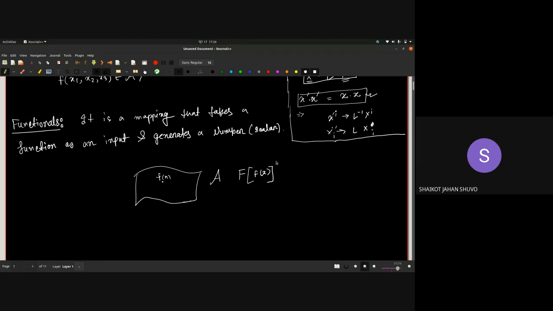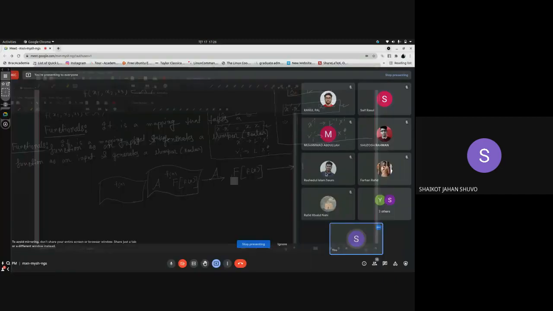In ordinary calculus, you take a function and in the argument you have your x, y, z, whatever, right? And in terms of functionals, the arguments are functions themselves. It takes some input from the function space and it maps it to some scalar.